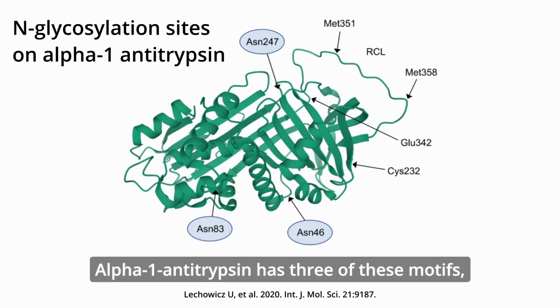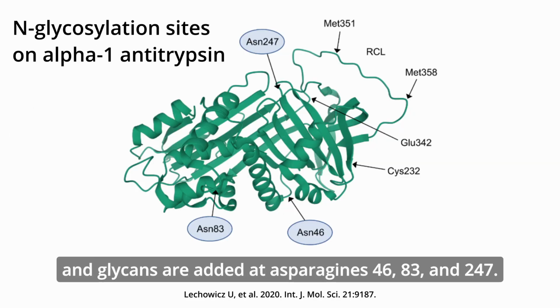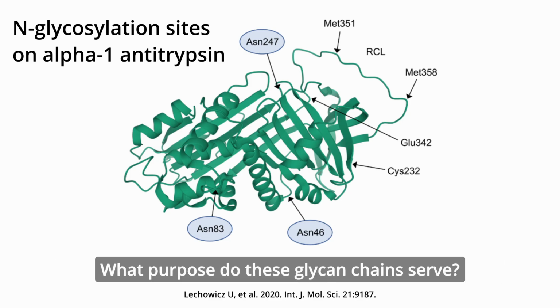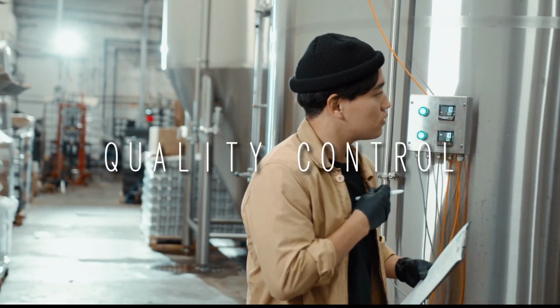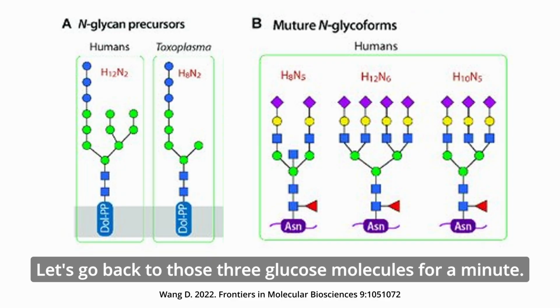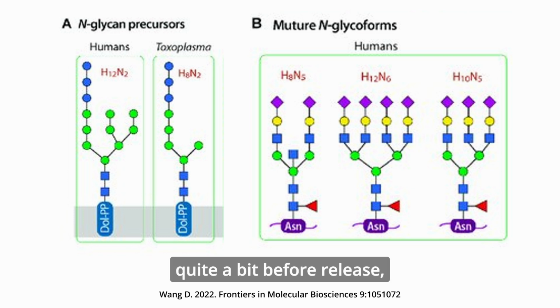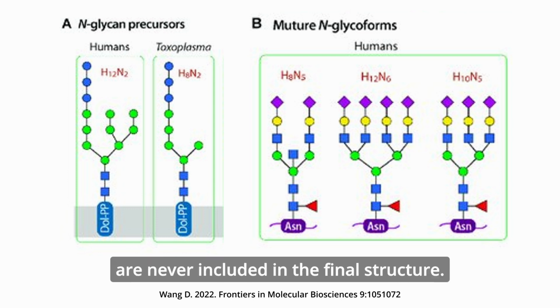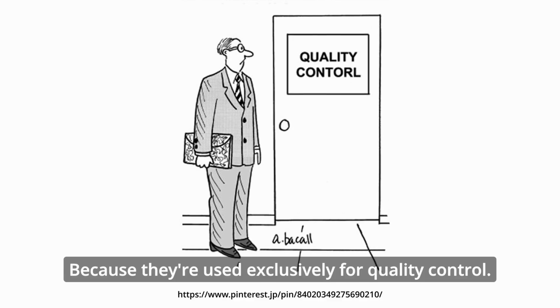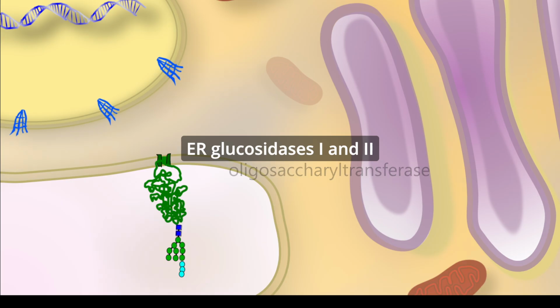Alpha-1 antitrypsin has 3 of these motifs, and glycans are added at asparagines 46, 83, and 247. But what purpose do these glycan chains serve? Let's go back to those 3 glucose molecules for a minute. Well, this core structure is altered quite a bit before release. The 3 glucose molecules are never included in the final structure. Why not? Because they're used exclusively for quality control.